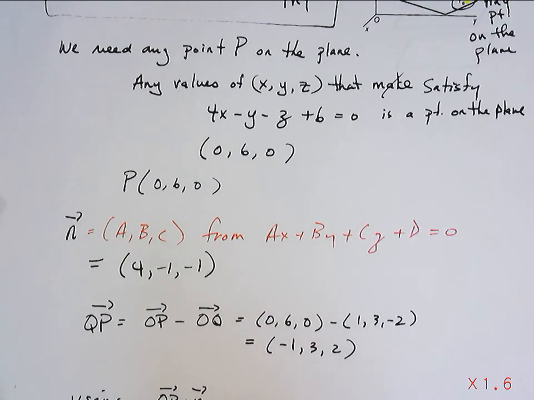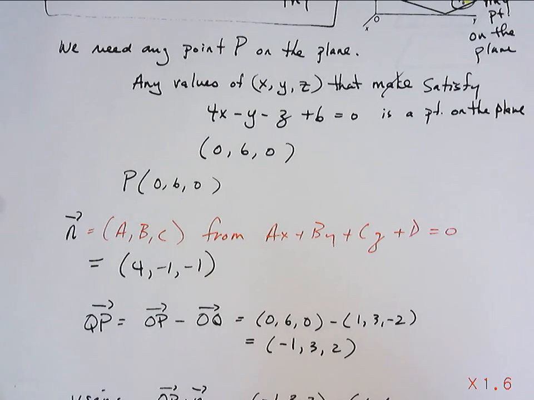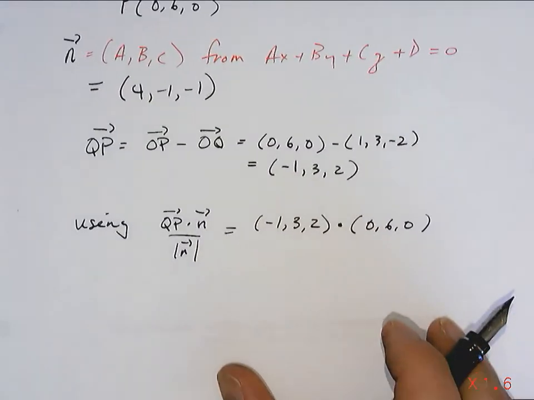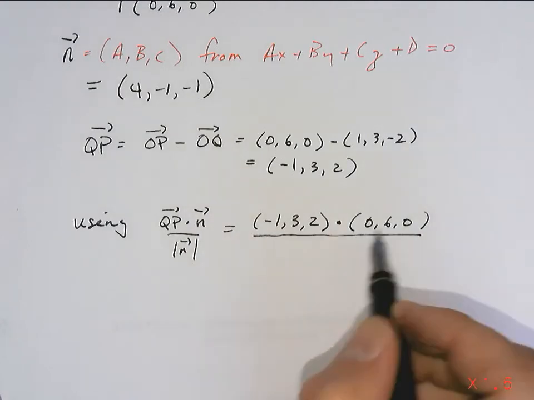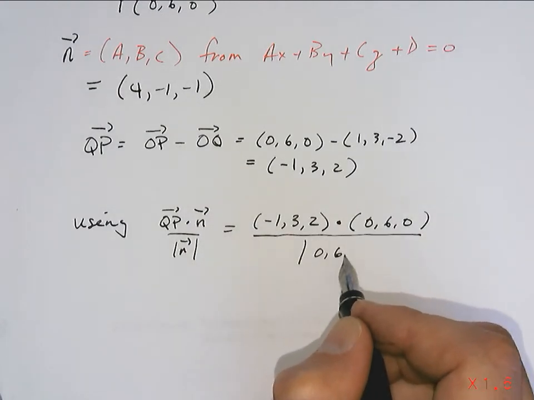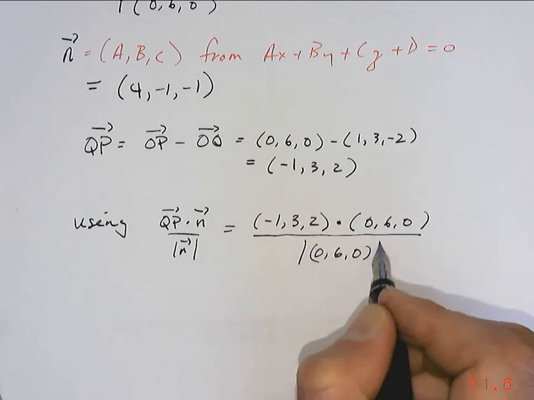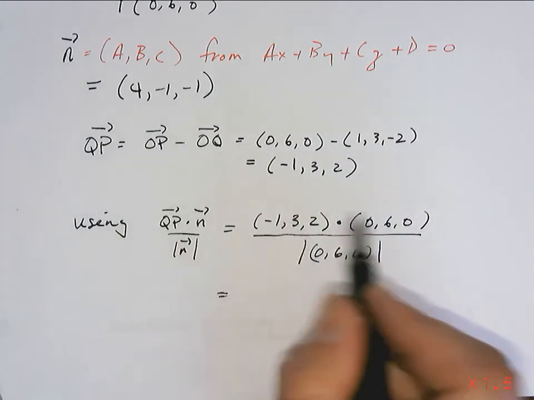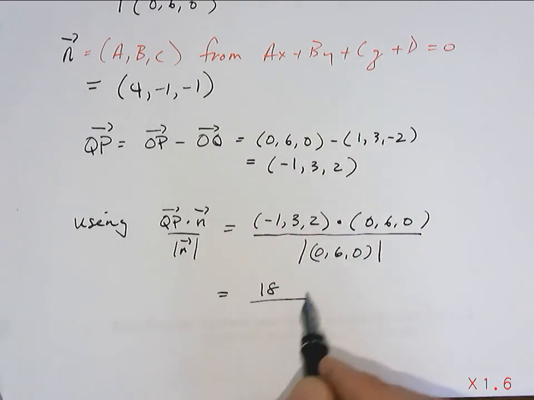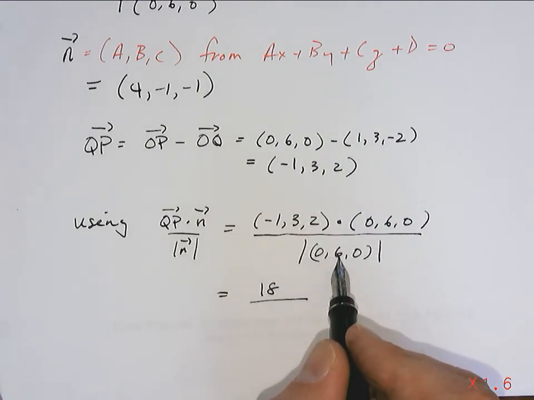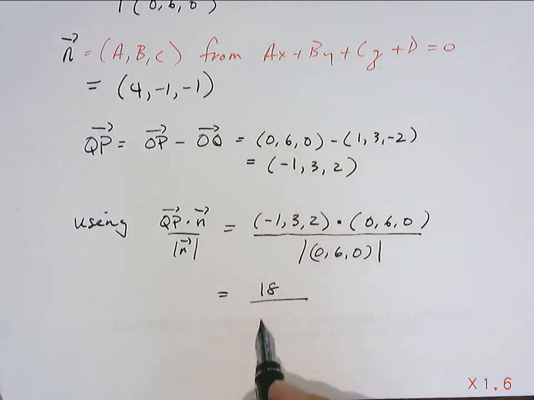So what we have here is -1, 3, 2, dot the normal, which is 4, negative 1, negative 1. Hey, I'm not on the page. Where are you people? You got to tell me. And then it's going to be over top of the magnitude of the normal. So the dot product is going to be the sum of those products, and the bottom is the square root of the sum of the squares. So that's 6.